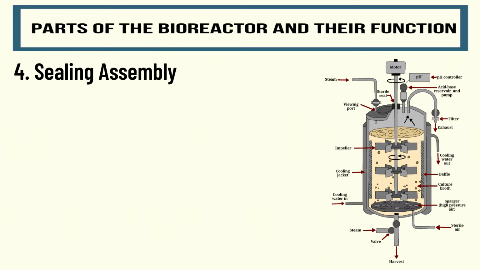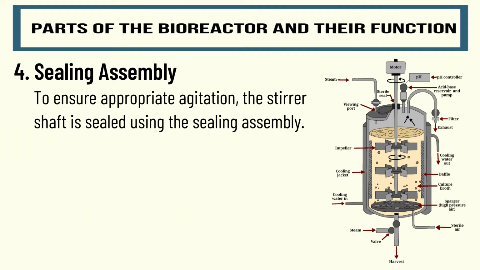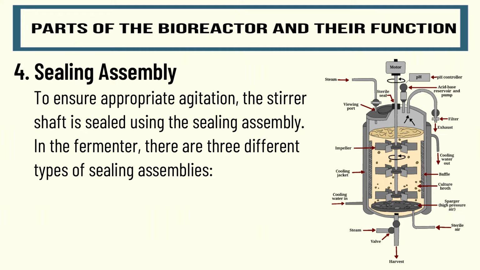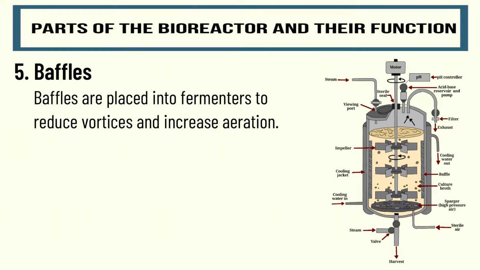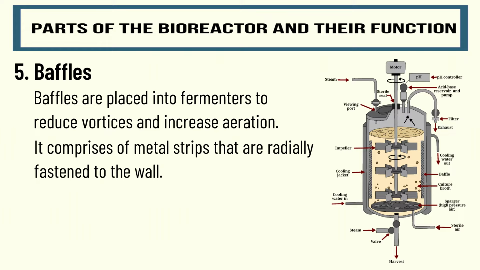Number 4. Sealing assembly. To ensure appropriate agitation, the stirrer shaft is sealed using the sealing assembly. In the fermentator, there are three types of sealing assemblies: packed gland, mechanical seal, and magnetic drives. Number 5. Baffles. Baffles are placed into fermentators to reduce vortexing and increase aeration. They comprise metal strips that are readily fastened to the wall.